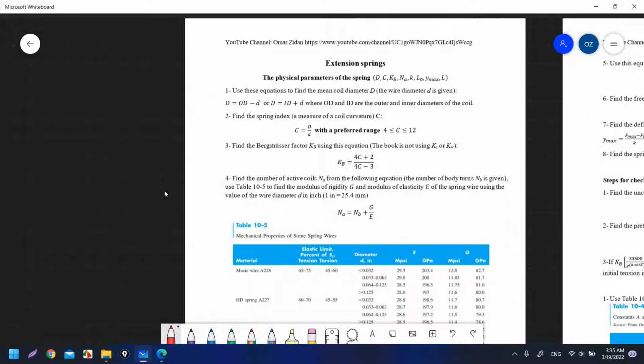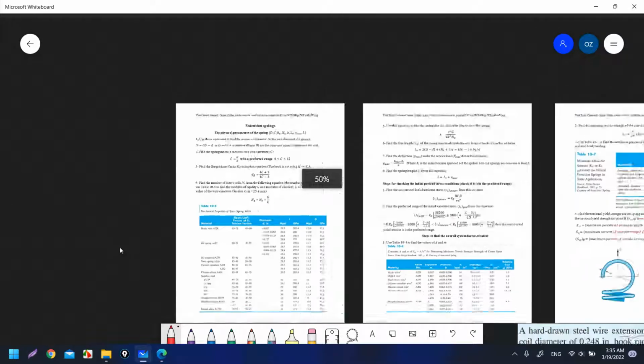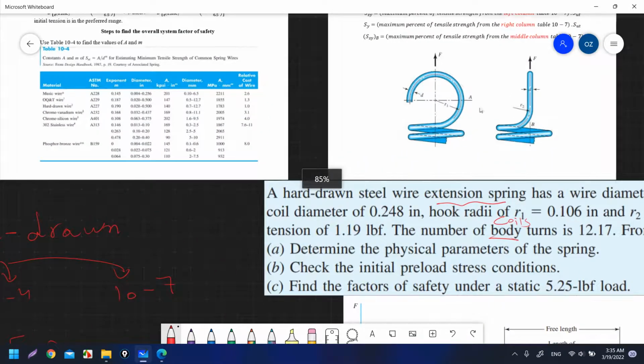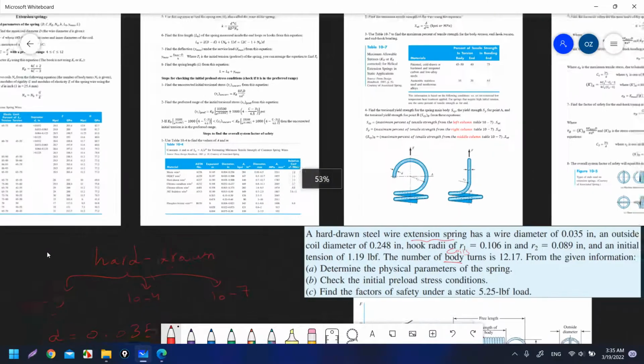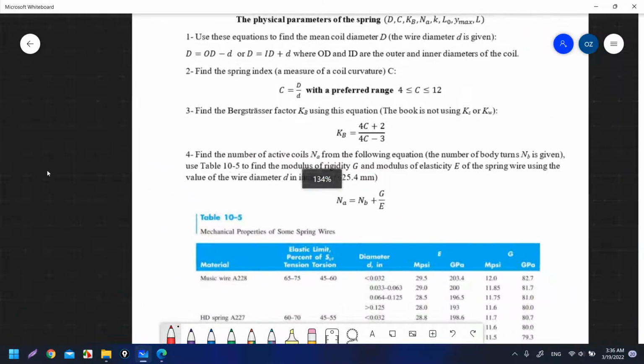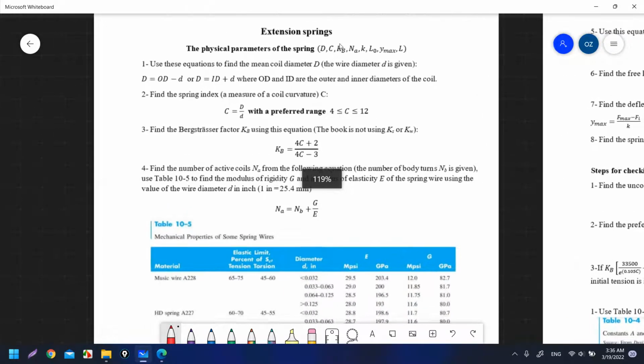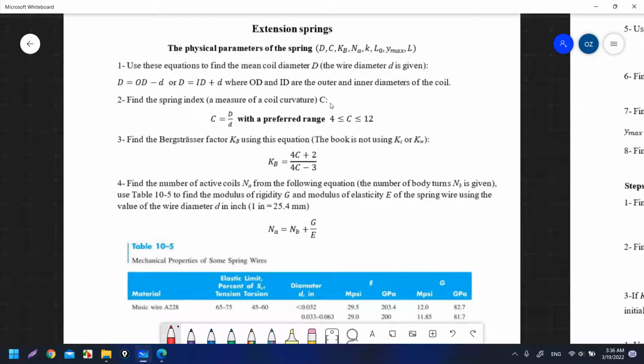In order to account for the curvature effect, because this curve will cause a stress concentration, we will have a correction factor, which is KB, and it is equal to (4C plus 2) over (4C minus 3). As you can see, it is a function of the spring index, which is a measure of coil curvature. If you are asked whether the spring index is in the preferred range, it must be larger than or equal to 4 and less than or equal to 12. So that is also one of the physical parameters of the spring.